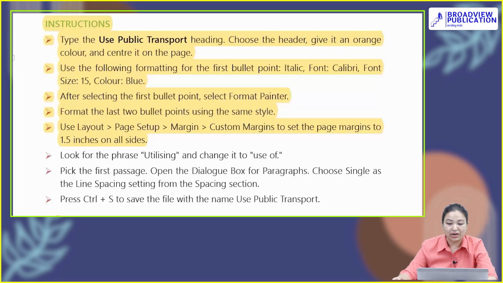Use the following formatting for the first bullet point. Italic font, Calibri font, size 15, color blue. After selecting the first bullet point, select the format painter. Format the last two bullet points using the same style. Use layout, then page setup, then margin. Custom margins to set the page margin to 1.5 inches on all sides.